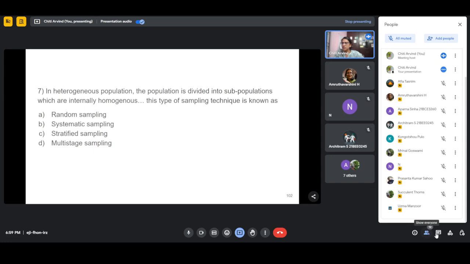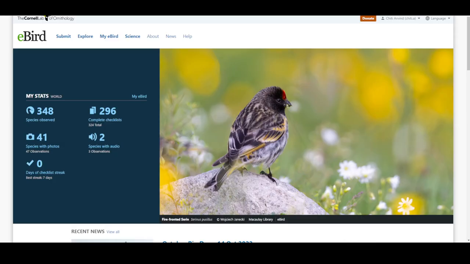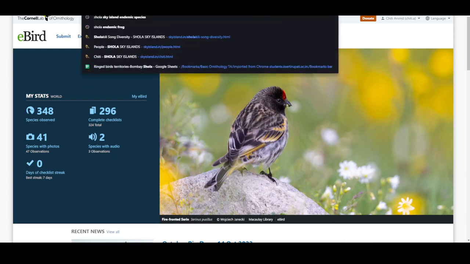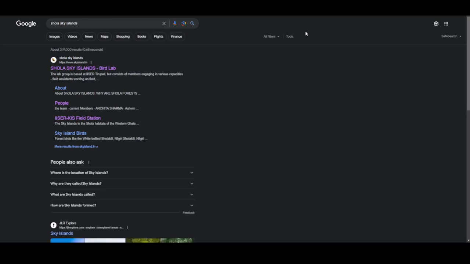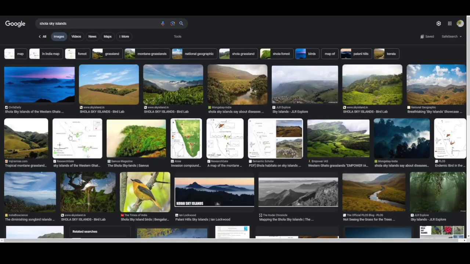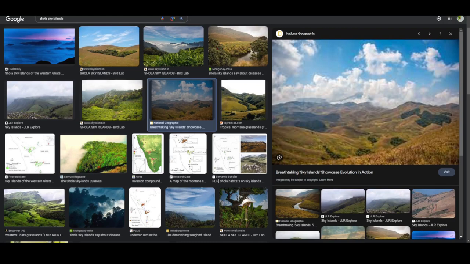Alright, so if no one knows or would like to discuss what stratified sampling is, I can give you an example. So basically, let's say you have an environment like the Shola Sky Islands. I don't know if any of you are familiar with the Shola Sky Islands. I can just show you an image. So this is the landscape in which I work and our entire lab works, and these are high elevation cloud mountain sites in the Western Ghats of India. I don't know if you can see this page.